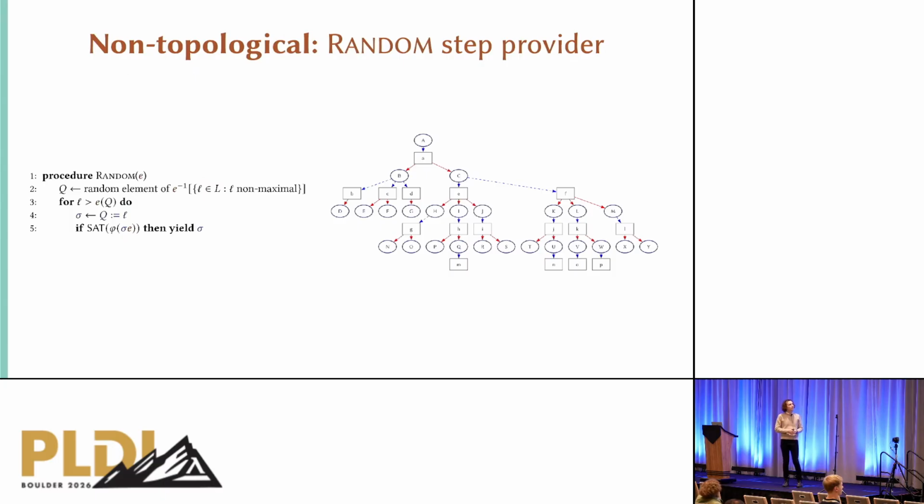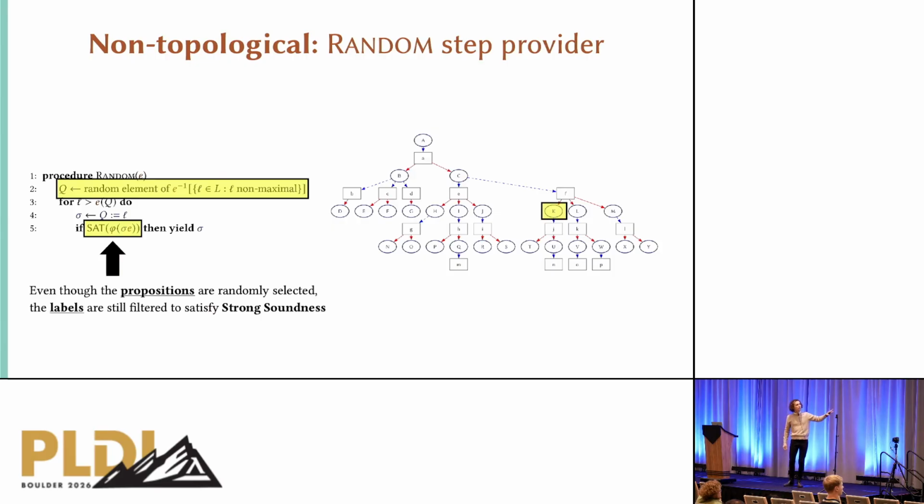that don't follow the edges and nodes directly of the graph. And the simplest one that we can start with is this idea of a random step provider. So like the name suggests, a random step provider is just going to choose a random proposition to show to the user. Then for that particular proposition, it's going to loop through all possible labels for that proposition. And using that non-empty completion oracle that we talked about a moment ago, it's going to check which of those resulting labels is going to result in an expression that has a non-empty completion. And then it's going to show that to the user to select between. So even though the propositions are going to be randomly selected, the labels are still going to be filtered. So we're actually still going to be able to satisfy our strong soundness.